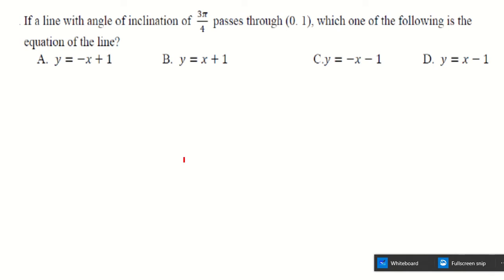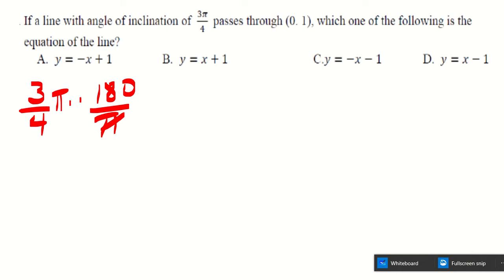Next question: if a line with angle of inclination, this angle of inclination means the theta, that means the angle the line makes with the x-axis. We don't know, the line might be slanted to the right or slanted to the left. It depends on the angle. Actually, the angle here is not acute, so it is an obtuse angle. How do we know? You can change the angle: 3 over 4 pi, if you multiply it by 180 over pi, cancel the pi, and 180 divided by 4 is 45. When you multiply, it will be 135 degrees.